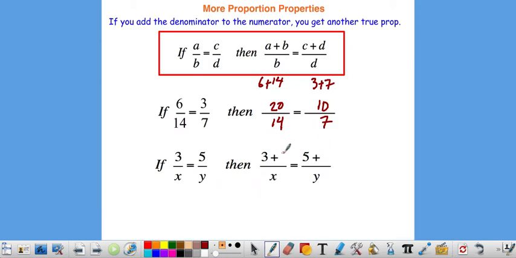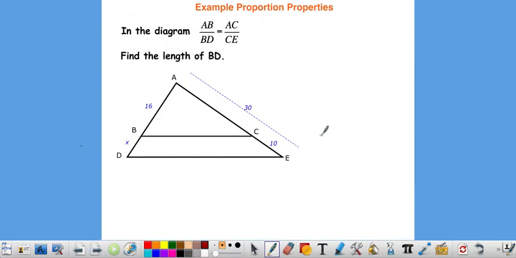Finally here you can go 3 plus x over x and 5 plus y over y. And it doesn't really make sense why we would ever need to do that. But when we see pictures, we're going to see that we sometimes like to take an entire length instead of breaking it up into chunks. So let's try one of these.